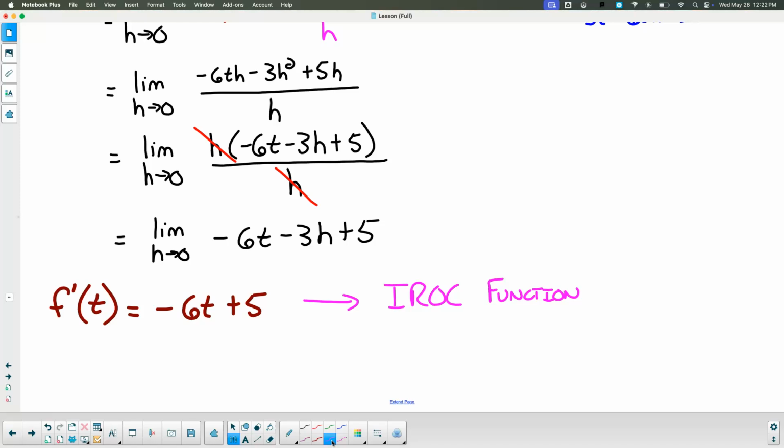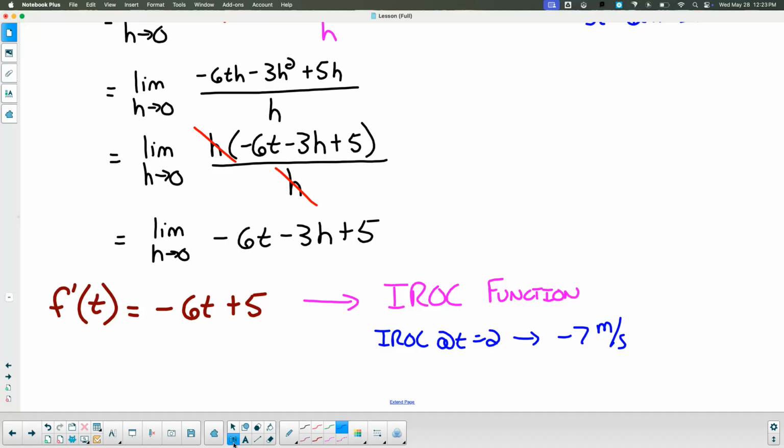So if I wanted to figure out the instantaneous velocity at 2, I would plug 2 into that function and get my instantaneous velocity at t equals 2. Well, 2 times -6 is -12, plus 5 is -7. So the IRoC at 2 seconds is -7 meters per second.